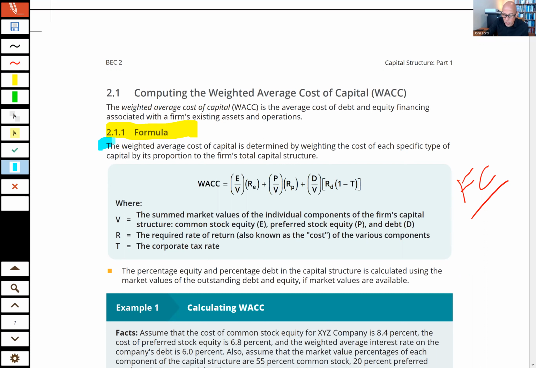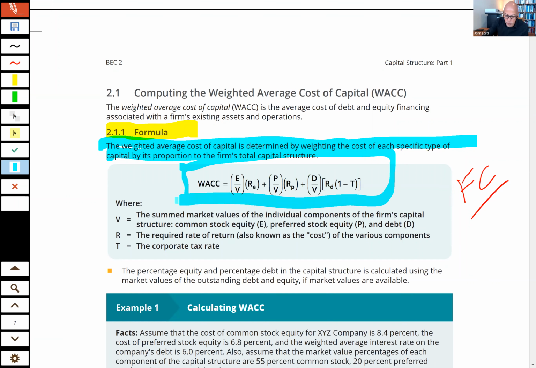Okay, but let's go ahead and just take a look. The weighted average cost of capital is determined by weighting the cost of each specific type of capital by its proportion to the firm's total capital structure. And you can see the formula there, but let's go down to this legend and see what these different symbols, different letters, mean.